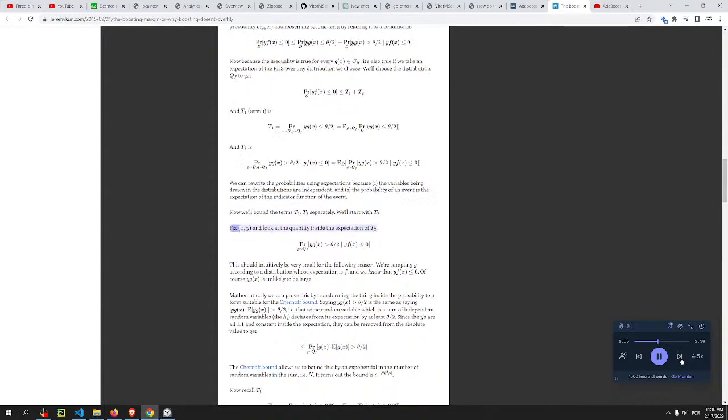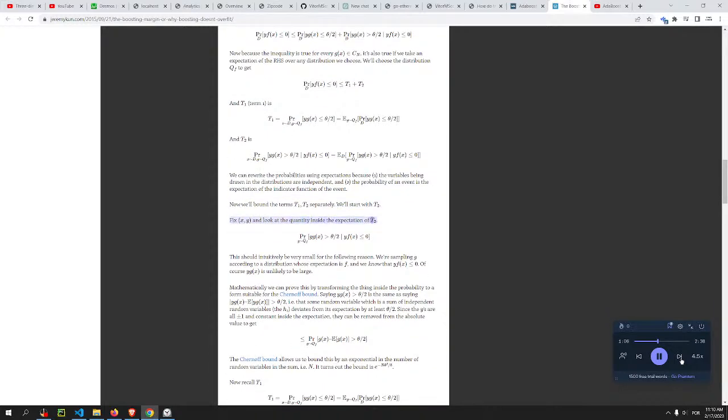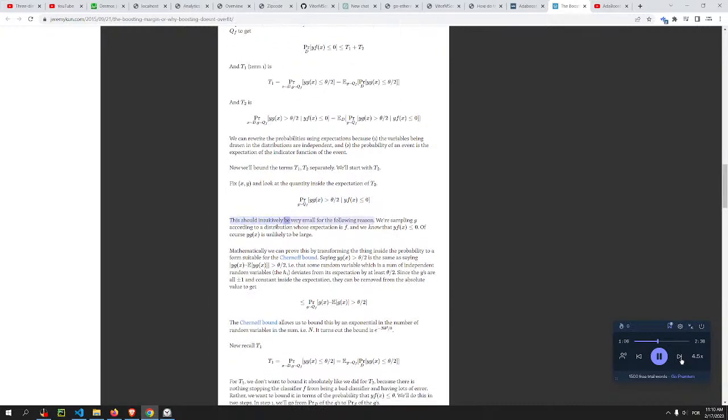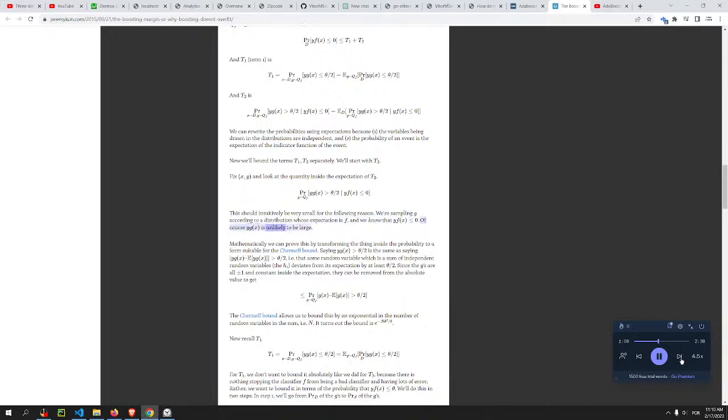We'll start with T2. Fix x and y and look at the quantity inside the expectation of T2, Pr_{g~Q_f}[yg(x) greater than theta/2]. This should intuitively be very small for the following reason. We're sampling g according to a distribution whose expectation is f, and we know that yf(x) is less than or equal to 0. Of course yg(x) is unlikely to be large.